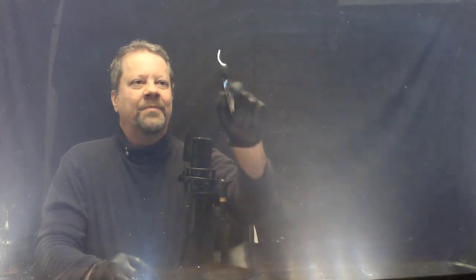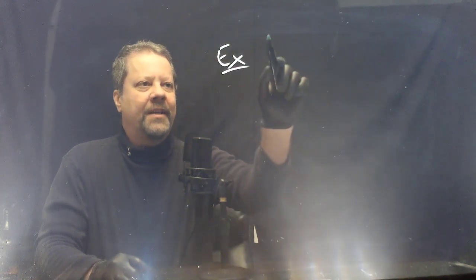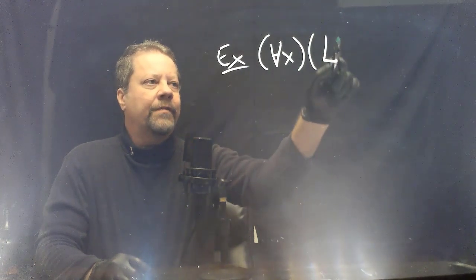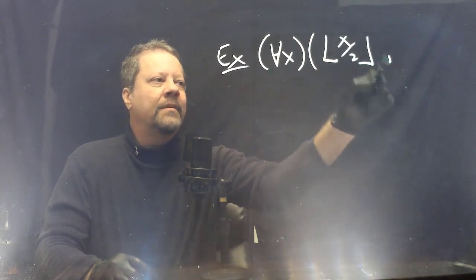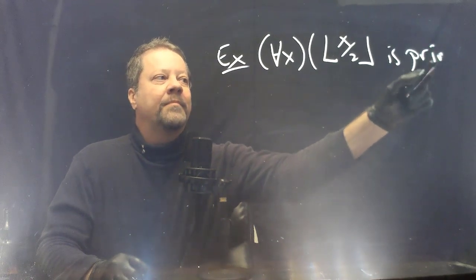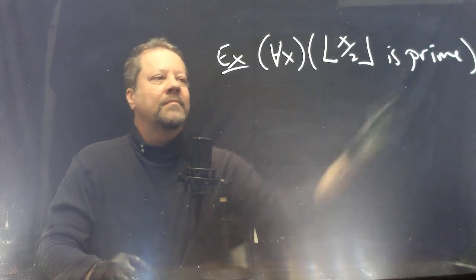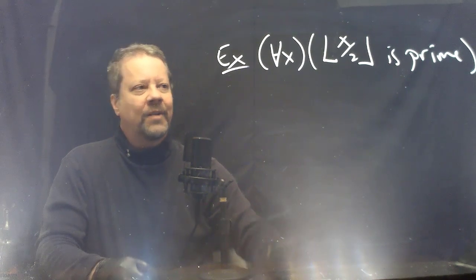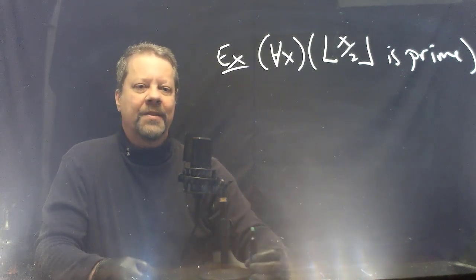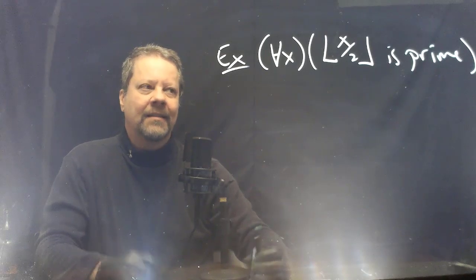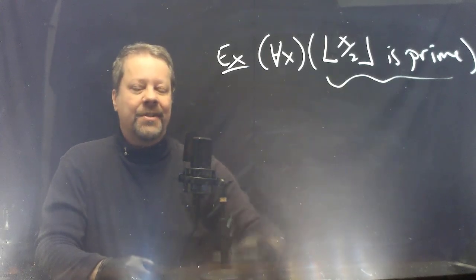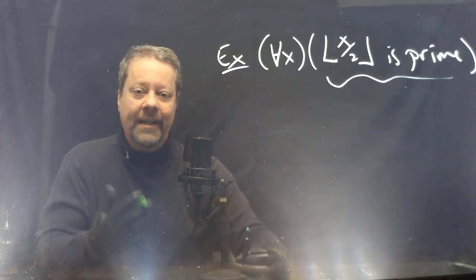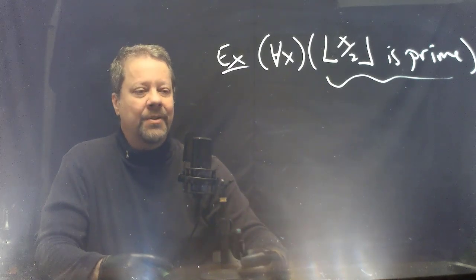Here's an example. Suppose I have the proposition: for all x, the floor function of x divided by 2 is prime. Is this a true proposition? Well, if I can find one number where this proposition is not true, then I'll know that the universal quantification of that proposition will be untrue as well.